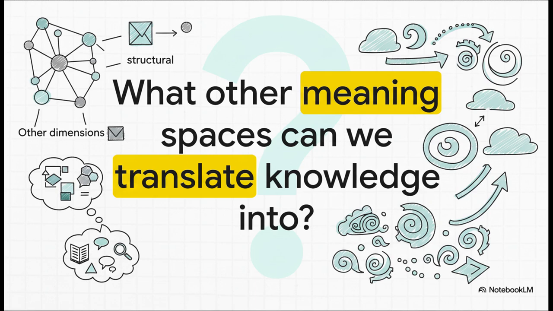If we can represent our knowledge based on its structure and its meaning and its relationships, what other dimensions, what other meaning spaces are still out there just waiting for us to figure out how to translate our world into them?